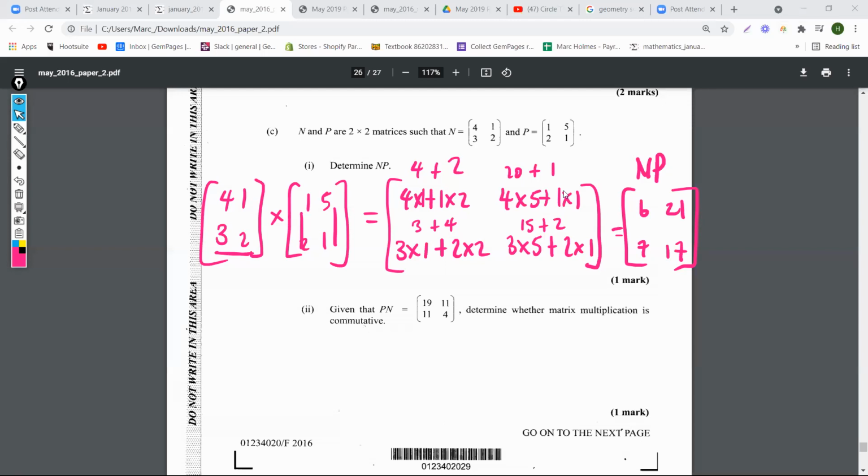Didn't know it was asking to multiply. Yes, it's definitely asking to multiply. NP means N times P. NP is the same thing as N times P. So we definitely need to multiply there.